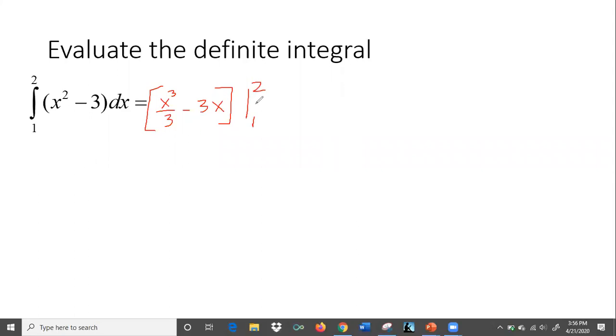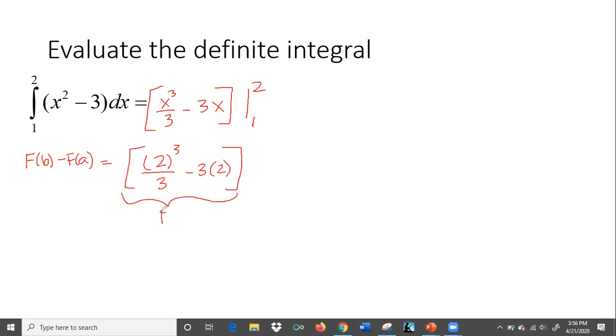From here, we're going to find f of b. Remember, we're finding the antiderivative of b minus the antiderivative of a. So we're going to substitute 2 in first. So we have 2 cubed over 3 minus 3 times 2. That's f of b. This whole thing is f of b. And we're going to subtract f of a. Now, for f of a, we substitute our lower bound, which is 1. We have 1 cubed over 3 minus 3 times 1. And again, this is f of a.